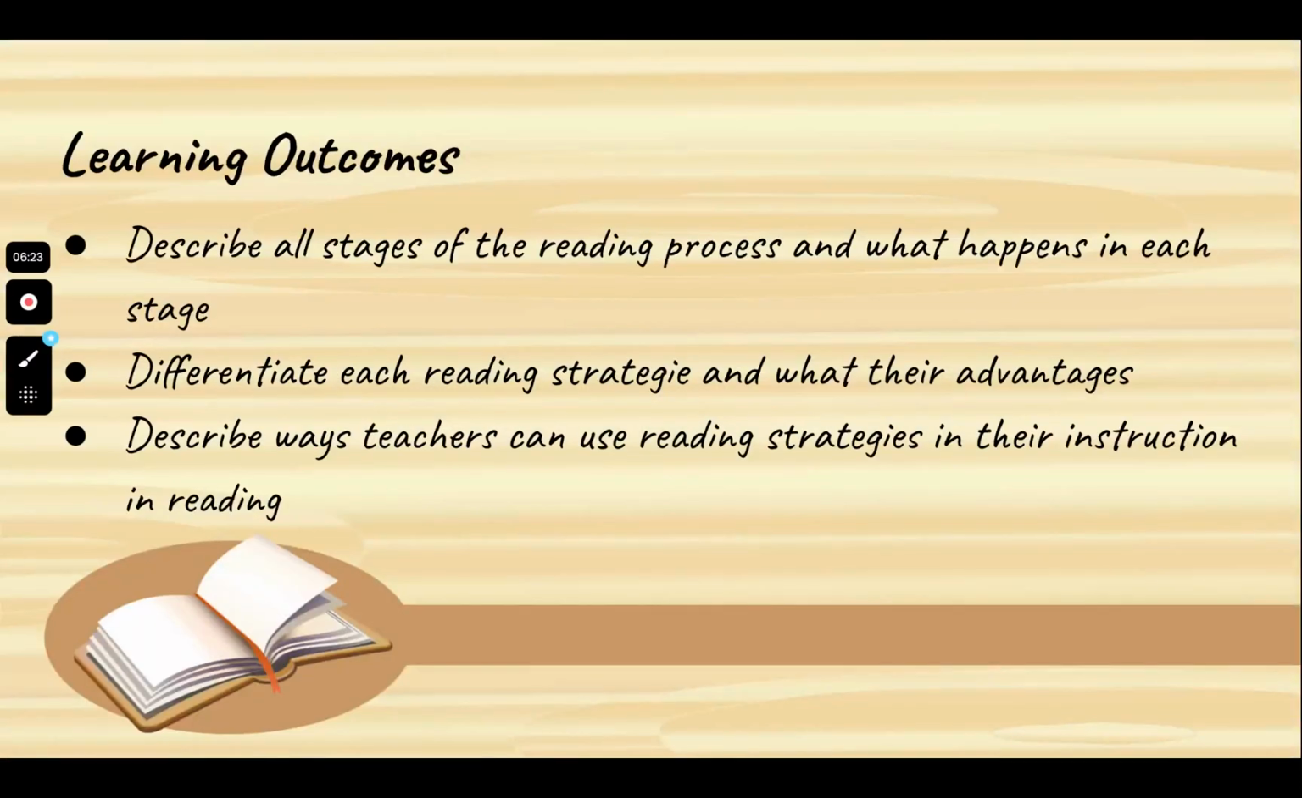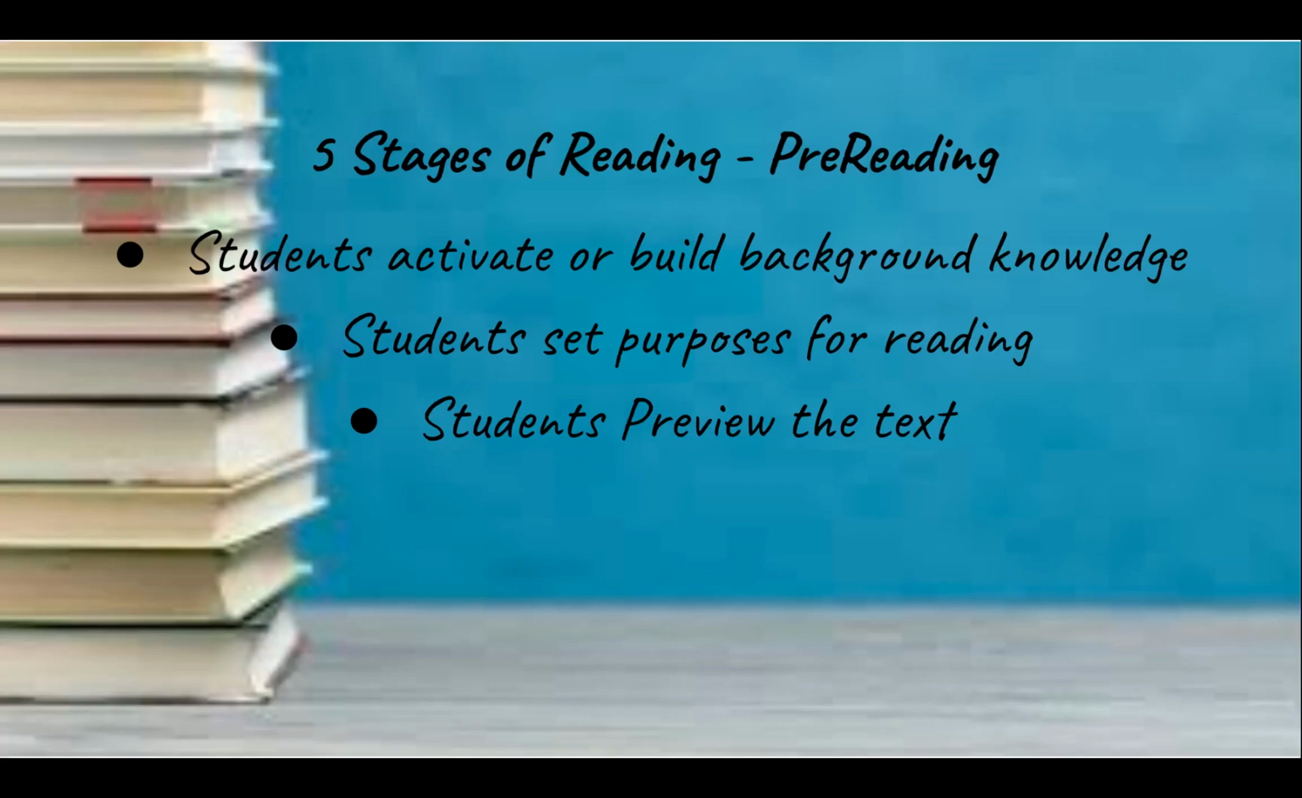There are 3 learning outcomes. The first one is describe all stages of the reading process and what happens in each stage. The second is differentiate each reading strategy and what their advantages are. And the third one is describe ways teachers can use reading strategies in their instruction in reading.